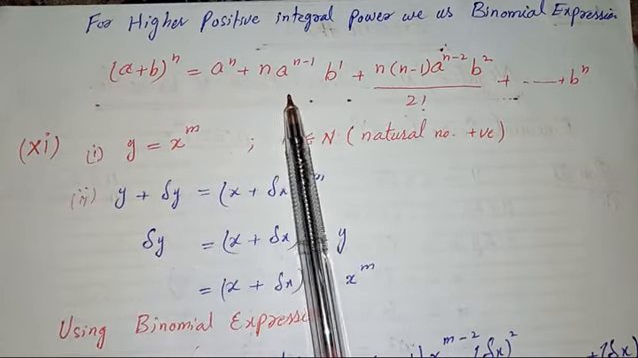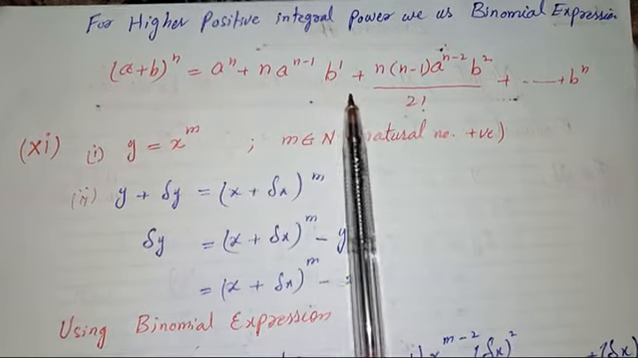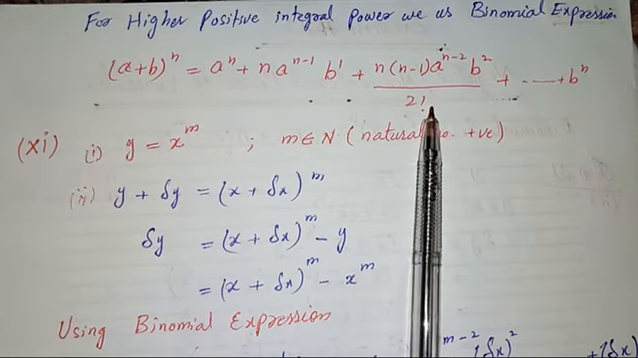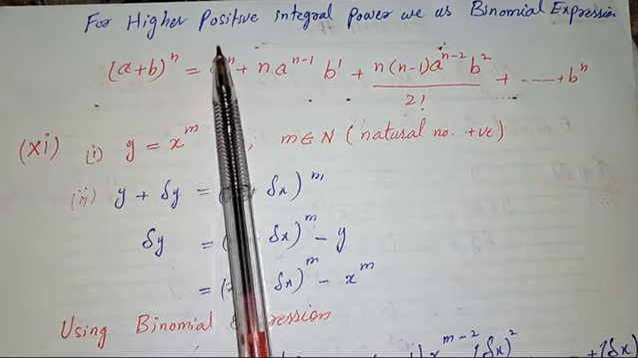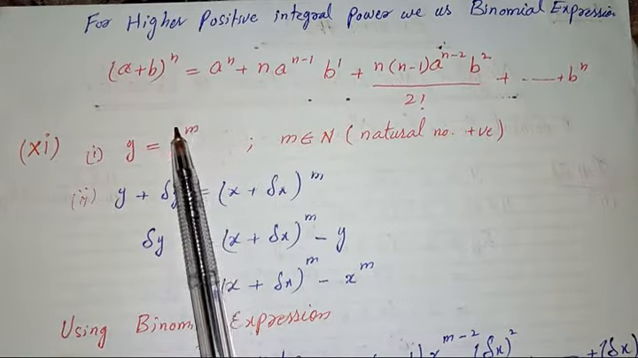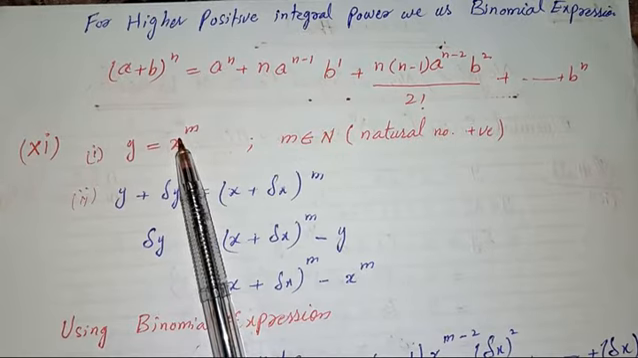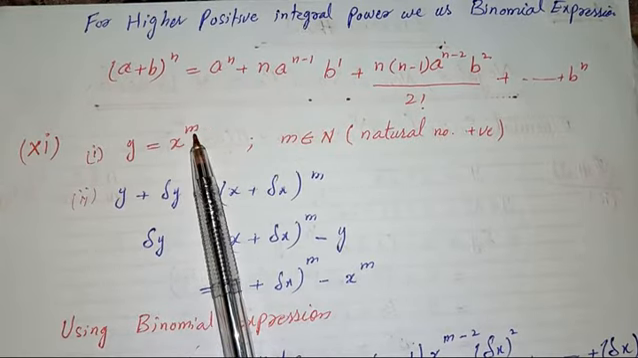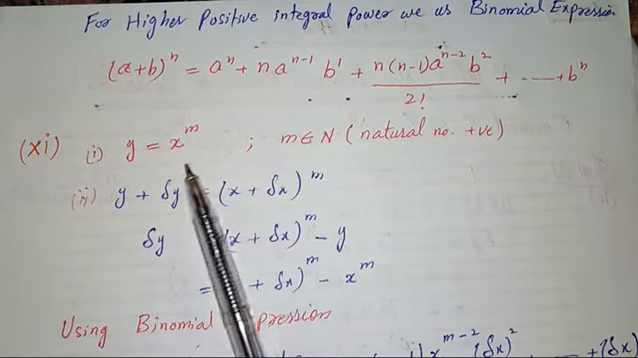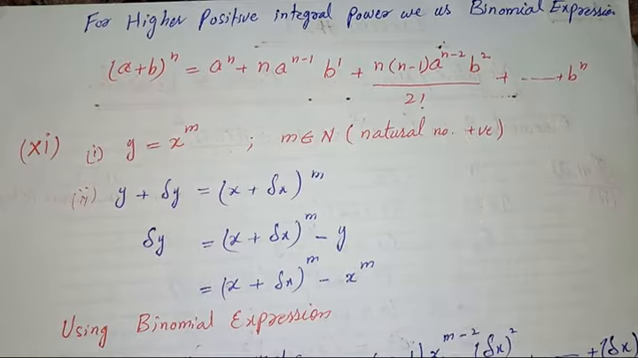Remember, there is a difference between binomial theorem and binomial expression. This one is binomial expression, so learn it well. So always remember, for higher positive integral power in the form of x raised to power m, any unknown number, or in the form of x raised to power 100, 40, and so on, use binomial expression here. Y is equal to x raised to power m, and learn this binomial expression.